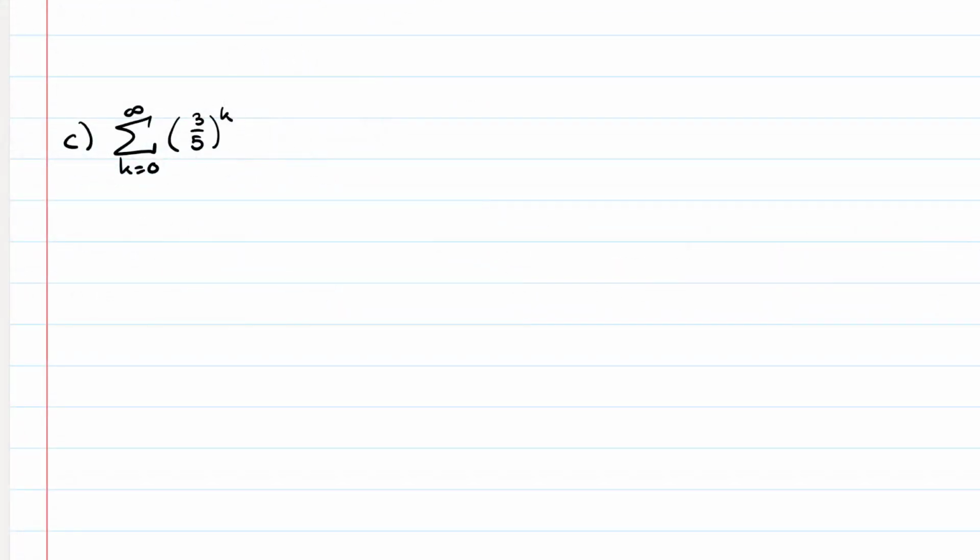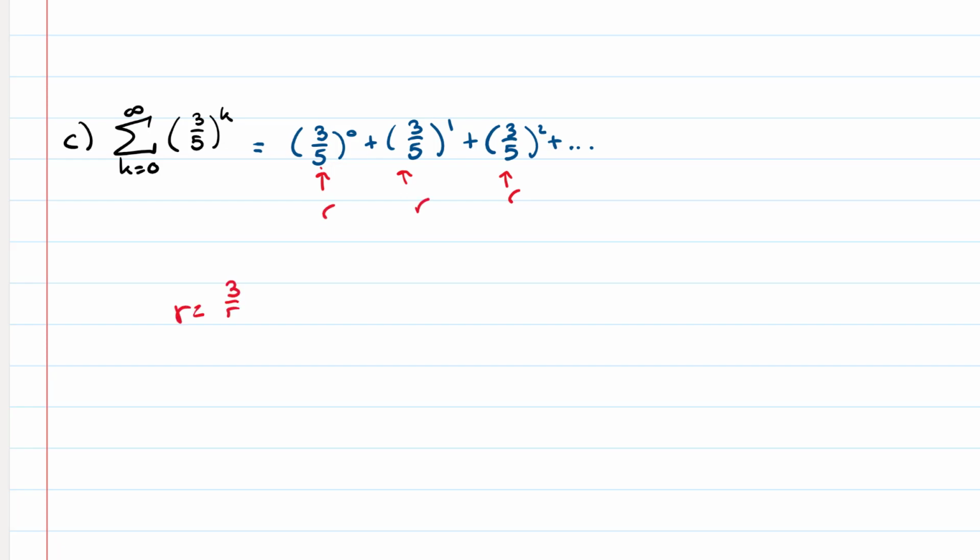Okay, for part C, we need to identify a sub 1 and r. So the first thing I'm going to do is write a couple terms out. So I get 3/5 to the 0 plus 3/5 to the 1 plus 3/5 squared, and so on. So I can see that my r each time is going to be 3/5. And a sub 1 is the first term here. So a sub 1 is 1, because 3/5 to the 0 power is 1.